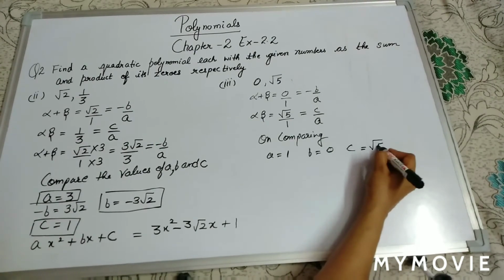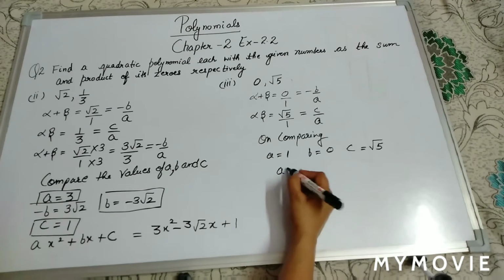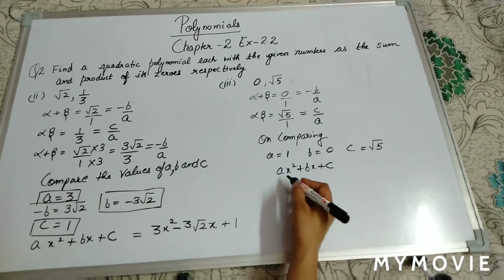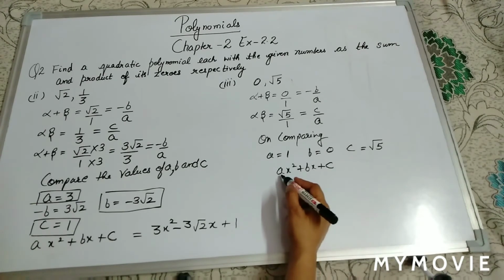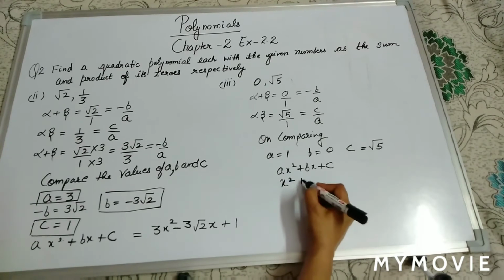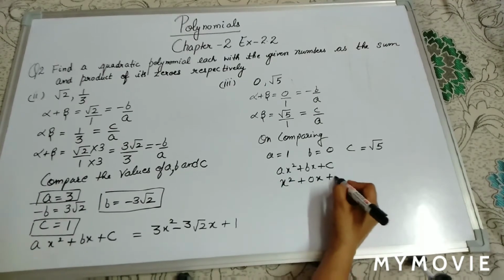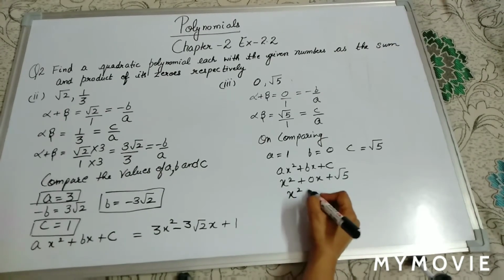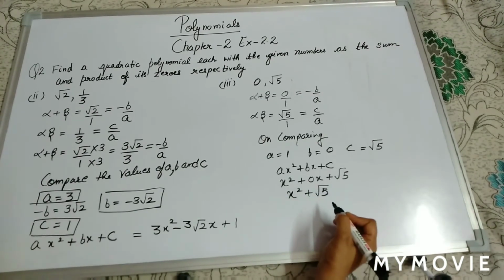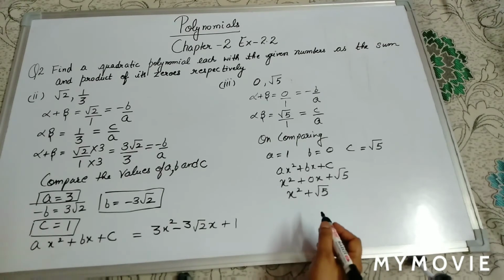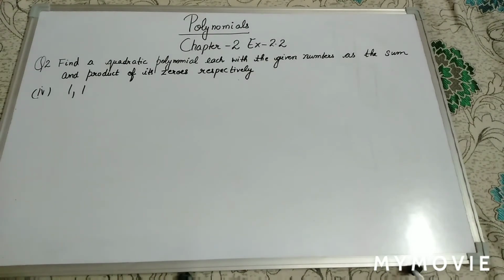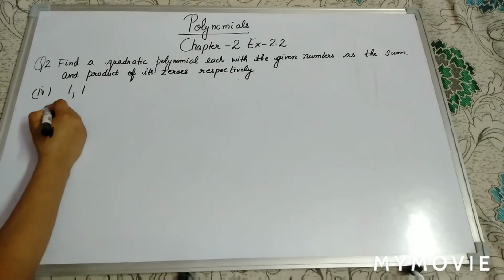will be √5. Now put the values in this equation, ax² plus bx plus c, because this is the general form for the quadratic equation. Put the values of a, b and c in this equation, that is x² plus 0x plus √5. So 0 into x will be 0 only, so you will get x² plus √5 as the final answer.